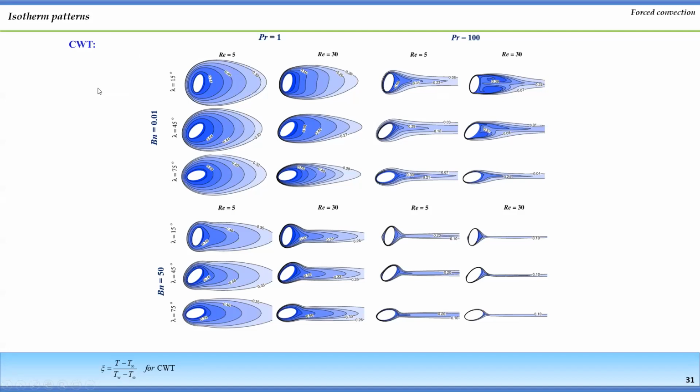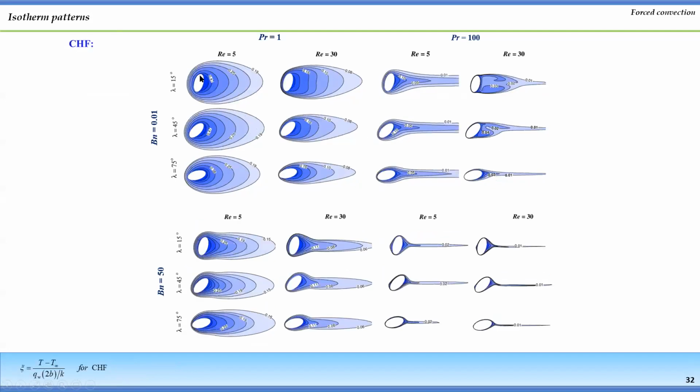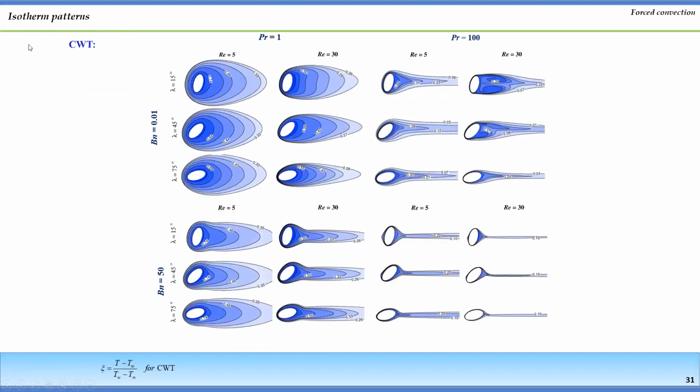For constant wall temperature and constant heat flux, these are the boundary conditions which we have imposed on the geometry surface, and you are able to see that heat transfer patterns are very much different for constant wall temperature and constant heat flux. So basically, constant wall temperature we observe when heating and boiling processes are happening, boiling and condensation processes.